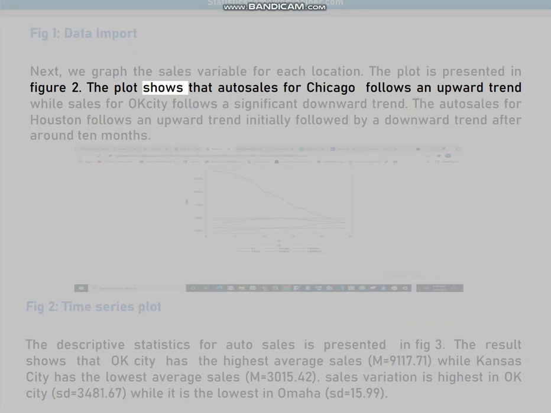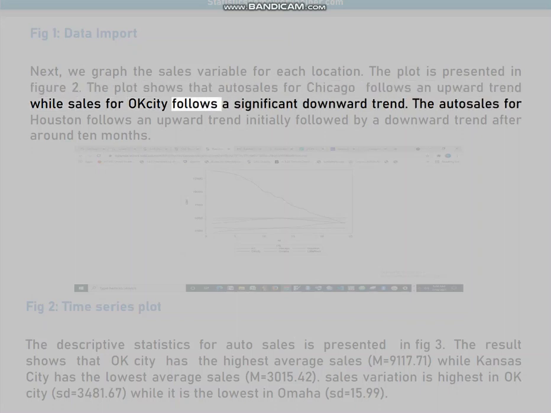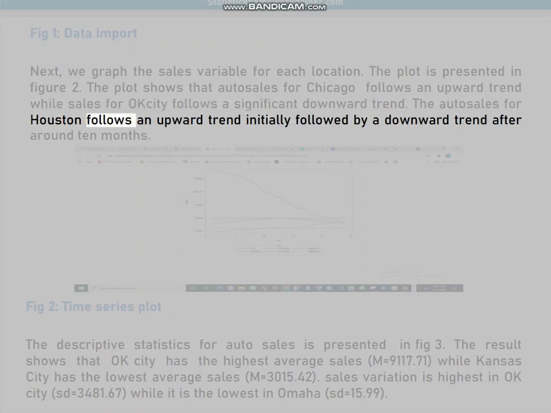The plot shows that auto sales for Chicago follows an upward trend while sales for OK City follows a significant downward trend. The auto sales for Houston follows an upward trend initially followed by a downward trend after around 10 months. Fig 2. Time series plot.